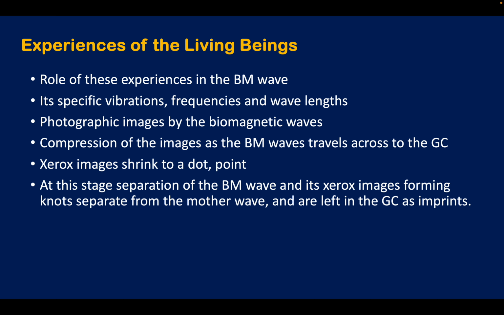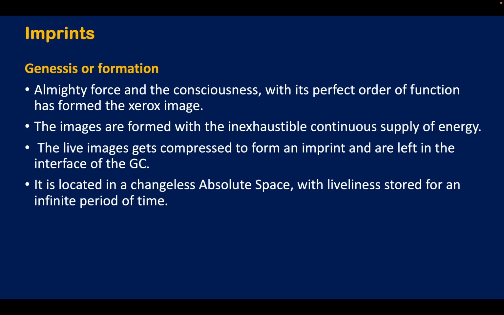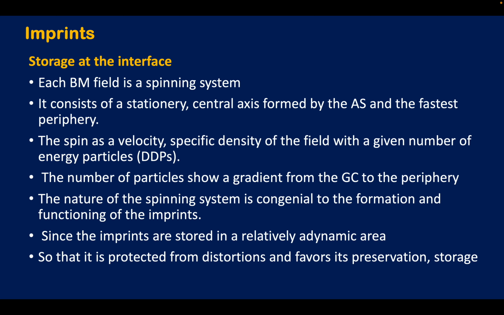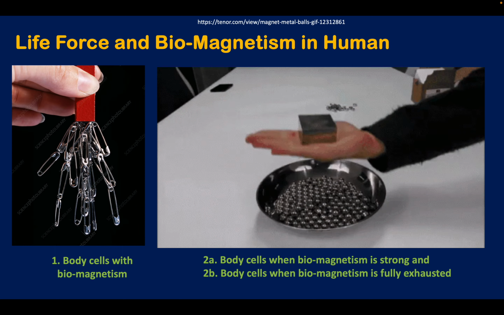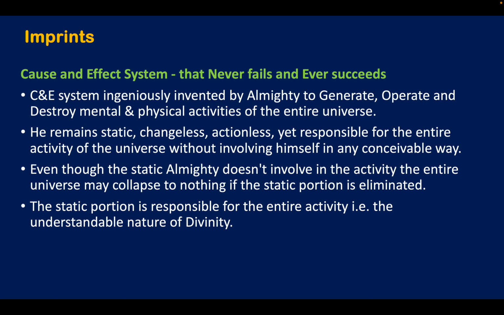In the next half of the discussion, we will go through the experiences of the living beings, how the imprints produce the information, how the imprints further affect a man's life, how the imprints are stored at the interface, how the biomagnetism helps a human, and the cause and effect system. We will see them in detail in the next part.